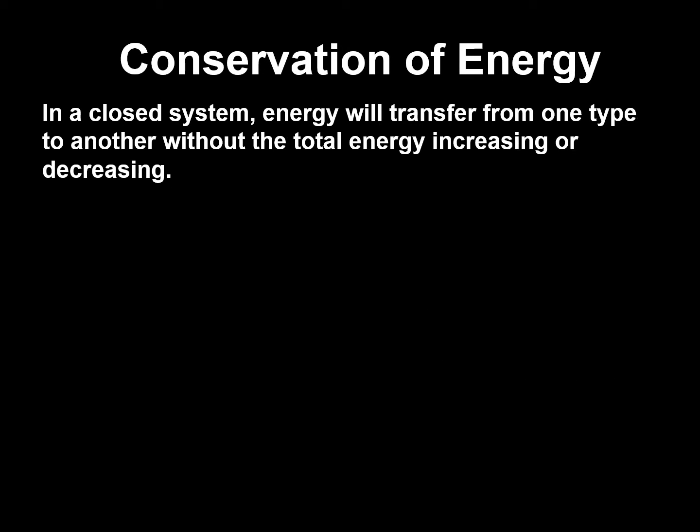Now, the definition of conservation of energy says that in a closed system, energy will transfer from one type to another, but the total energy will not increase or decrease. So you don't lose any energy, you don't gain any energy, as long as it's a closed system. The purpose of a closed system is to say that there's no outside net force. There's no work being done on the system or by the system. All the energy that's inside the system is going to stay inside the system, but it just transfers from one type to another.